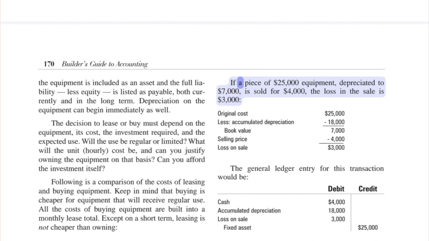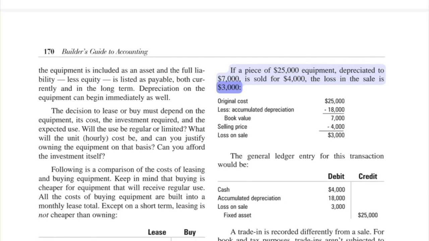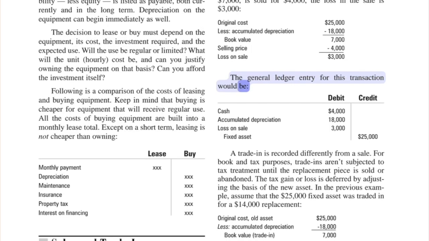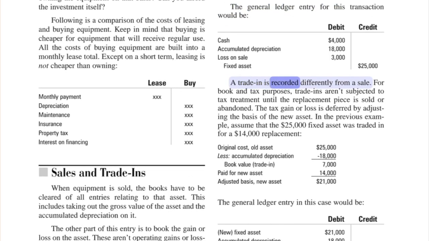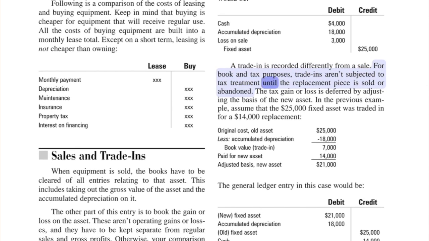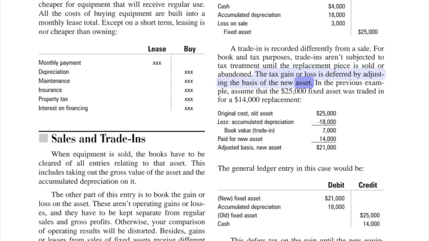If a piece of $25,000 equipment, depreciated to $7,000, is sold for $4,000, the loss in the sale is $3,000. The general ledger entry for this transaction would be: a trade-in is recorded differently from a sale. For book and tax purposes, trade-ins aren't subjected to tax treatment until the replacement piece is sold or abandoned. The tax gain or loss is deferred by adjusting the basis of the new asset.